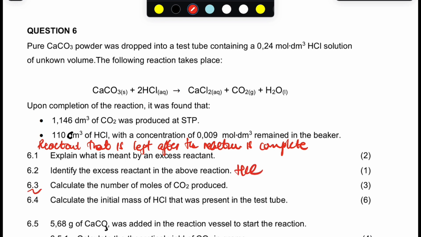Now 6.3, it says calculate the number of moles of carbon dioxide produced. The number of moles of carbon dioxide produced. So remember, it says 1.146 dm3 of the calcium carbonate. Carbon dioxide was produced at STP.